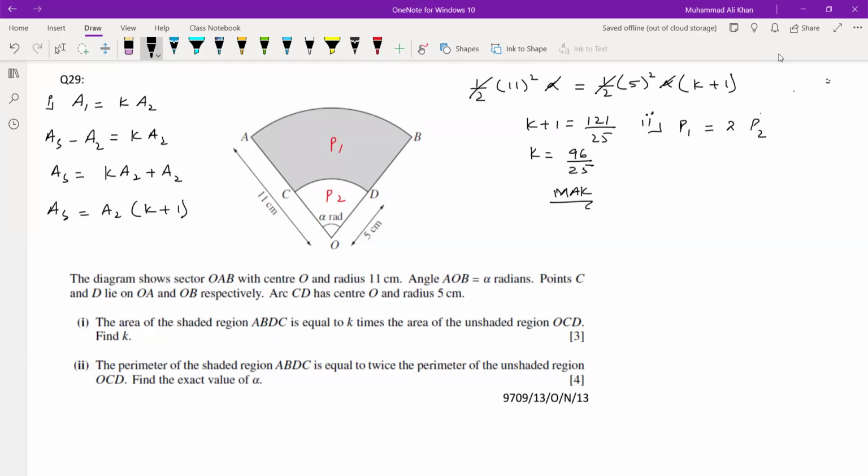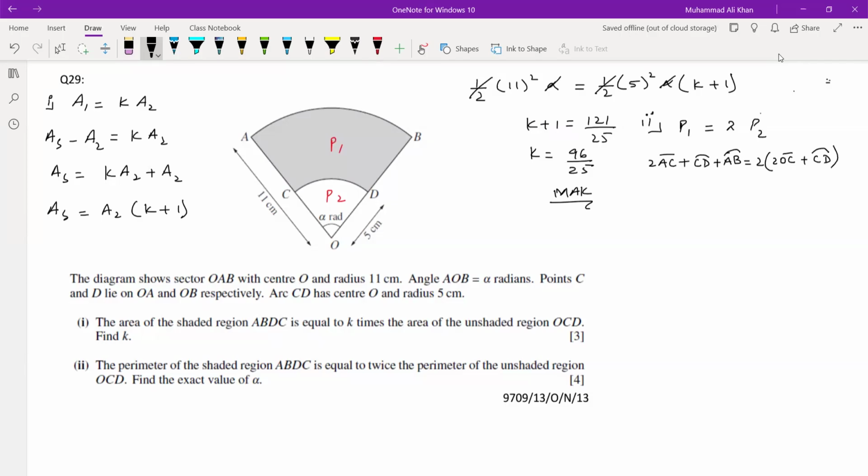perimeter 1 में क्या क्या चीजें आ रही हैं बेटा? AC और BD. क्या मैं लिख सकता हूं 2AC straight line plus CD arc length plus AB arc length. Equals to twice the perimeter 2. पेरीमीटर 2 में क्या है? OC 2 बार, स्ट्रेट लाइन प्लस CD 1 बार, आर्क लाइन। ऐसा ही, एनी कंफ्यूजन?